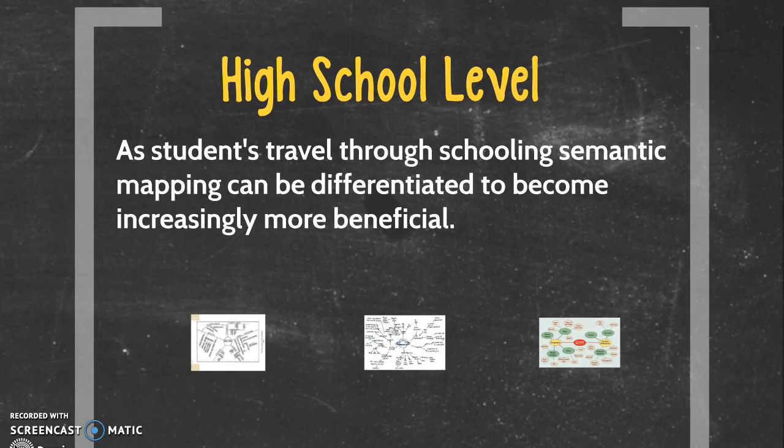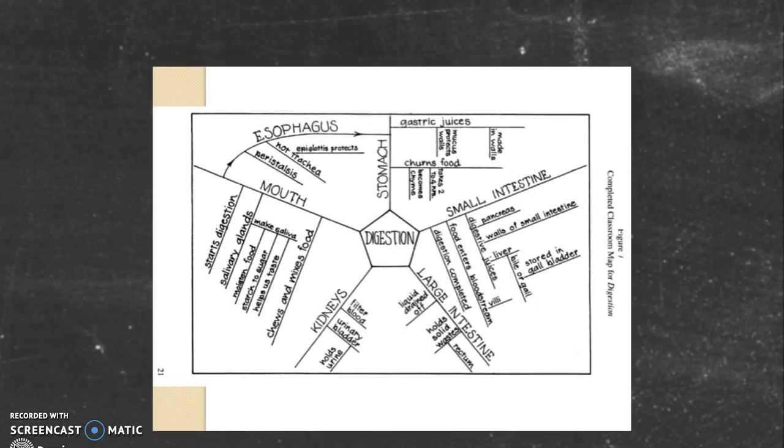Lastly, we have the high school level, and as previously stated, as the students travel through schooling, the semantic mapping can be differentiated to become increasingly more beneficial for the student. So as they join high school, the topics get a little bit more difficult. So for example, this topic was all about digestion.